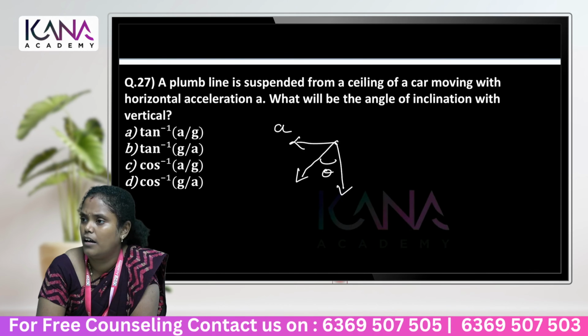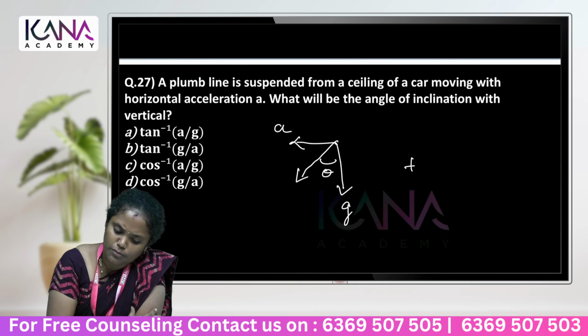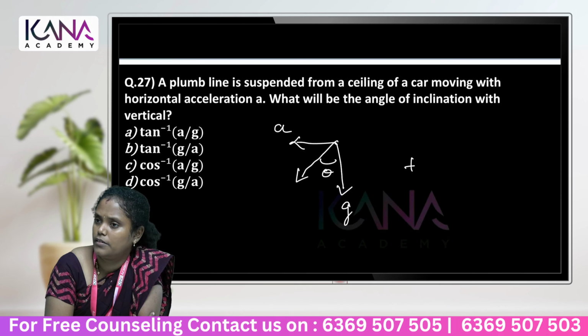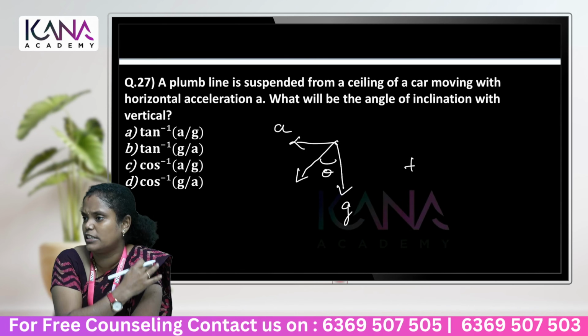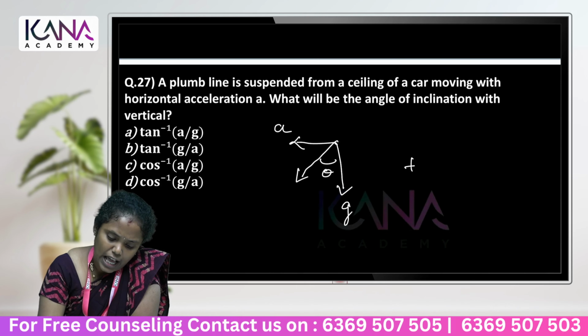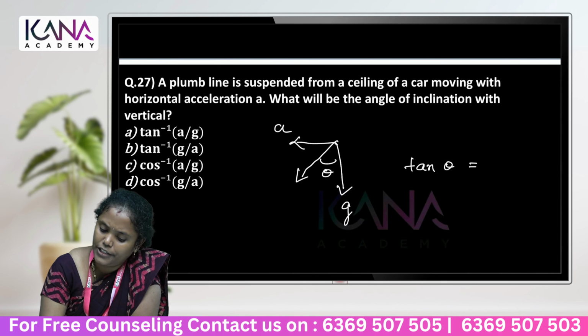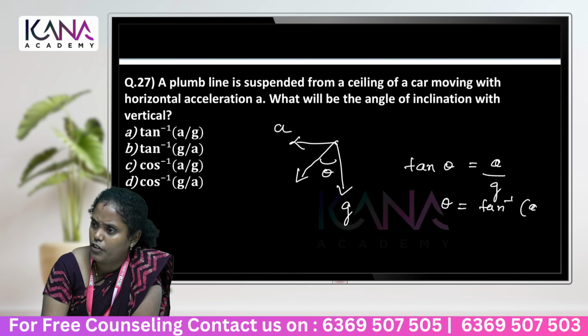கேக்குறாங்களா? The downward acceleration நமக்கு என்னவா இருக்கும்? g இருக்கும். A plumb line is suspended from a ceiling of a car moving with horizontal acceleration A. அதோட downward acceleration g இருக்கும். Here to find the angle of inclination, tan theta equal to A by g. So what should be the angle of inclination? Theta equal to tan inverse of A by g.